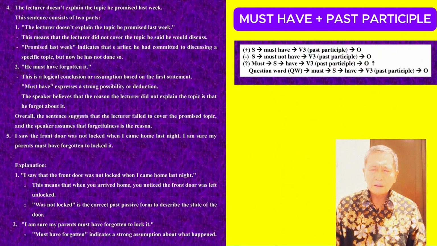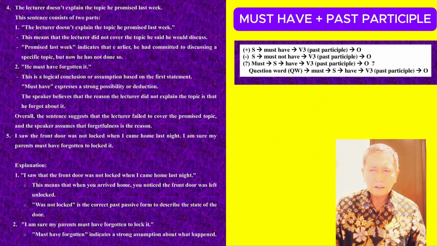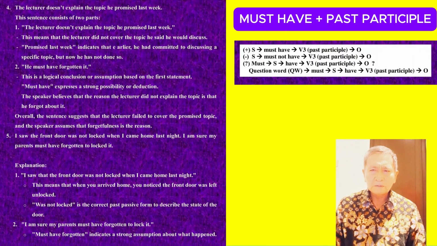Number four, the lecturer doesn't explain the topic he promised last week. The sentence consists of two parts. One, the lecturer doesn't explain the topic he promised last week. This means that the lecturer didn't cover the topic he said he would discuss.